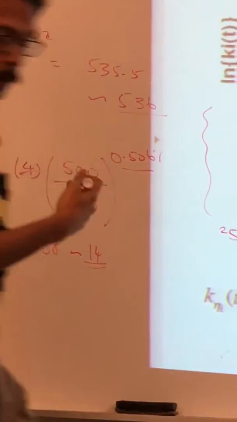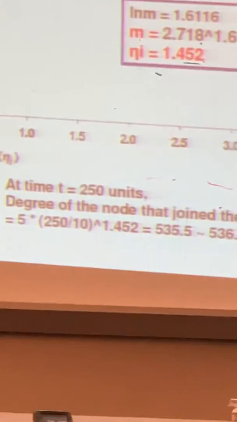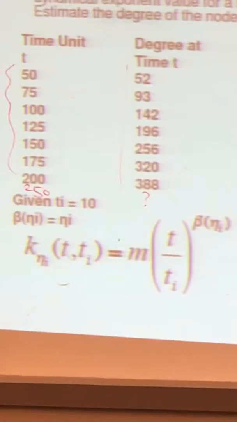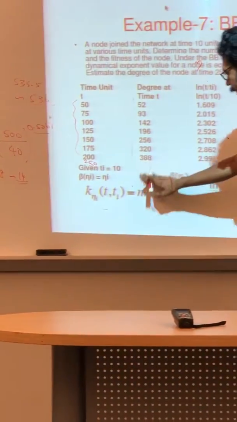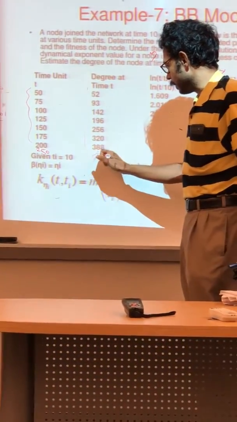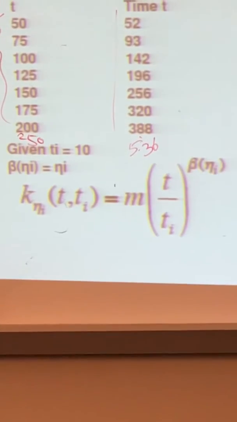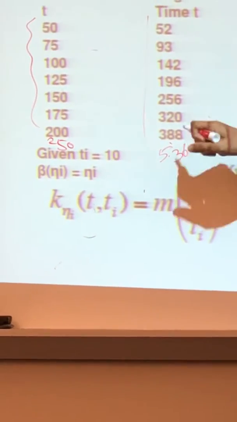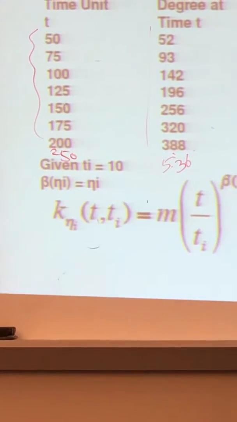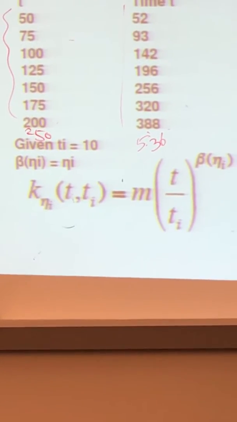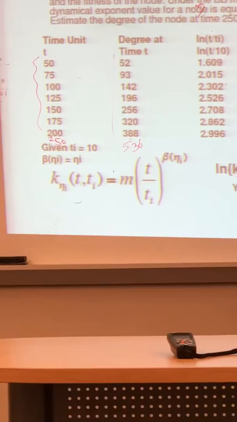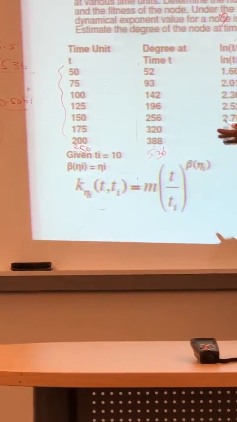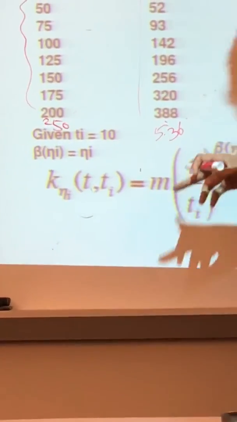Now we can go back to the table, the data, and see if it makes sense. We estimated the degree for that node at time 250 to be 536. So it is above 388. If it's less than 388, definitely something is wrong. And also you can even go a little bit more detailed.